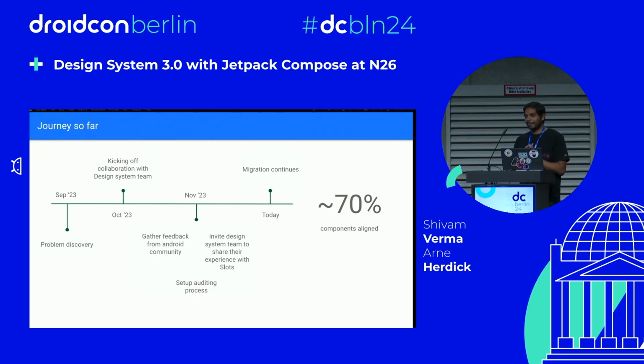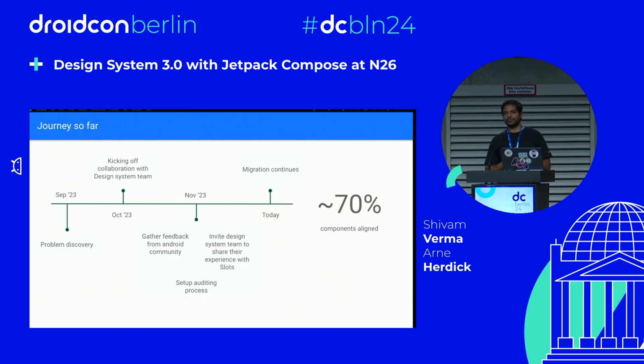Hearing that, I invited the design system team, which was already using slots because they have the slot idea on Figma and on iOS. I said, "Hey, can you come to our team and tell everybody else what your experience has been with slots? Are you actually seeing the problems that our developers are concerned about?" Once those fears were alleviated, we set up an auditing process.